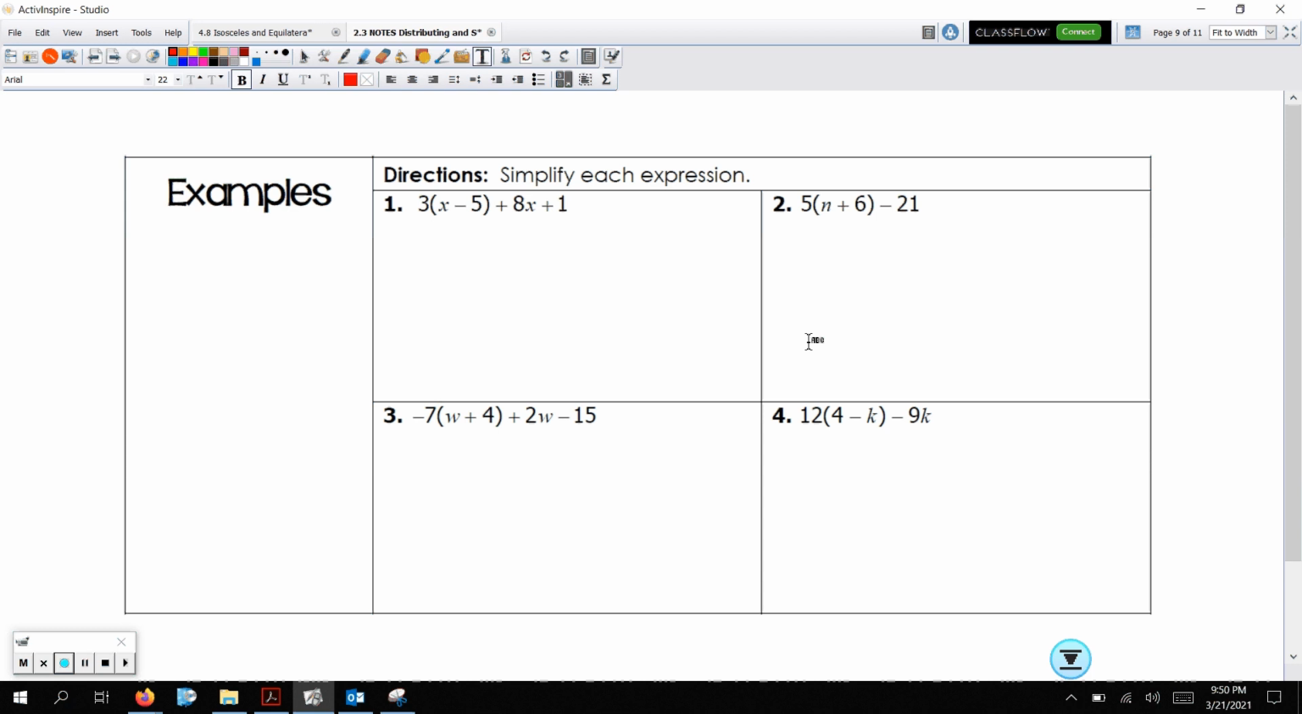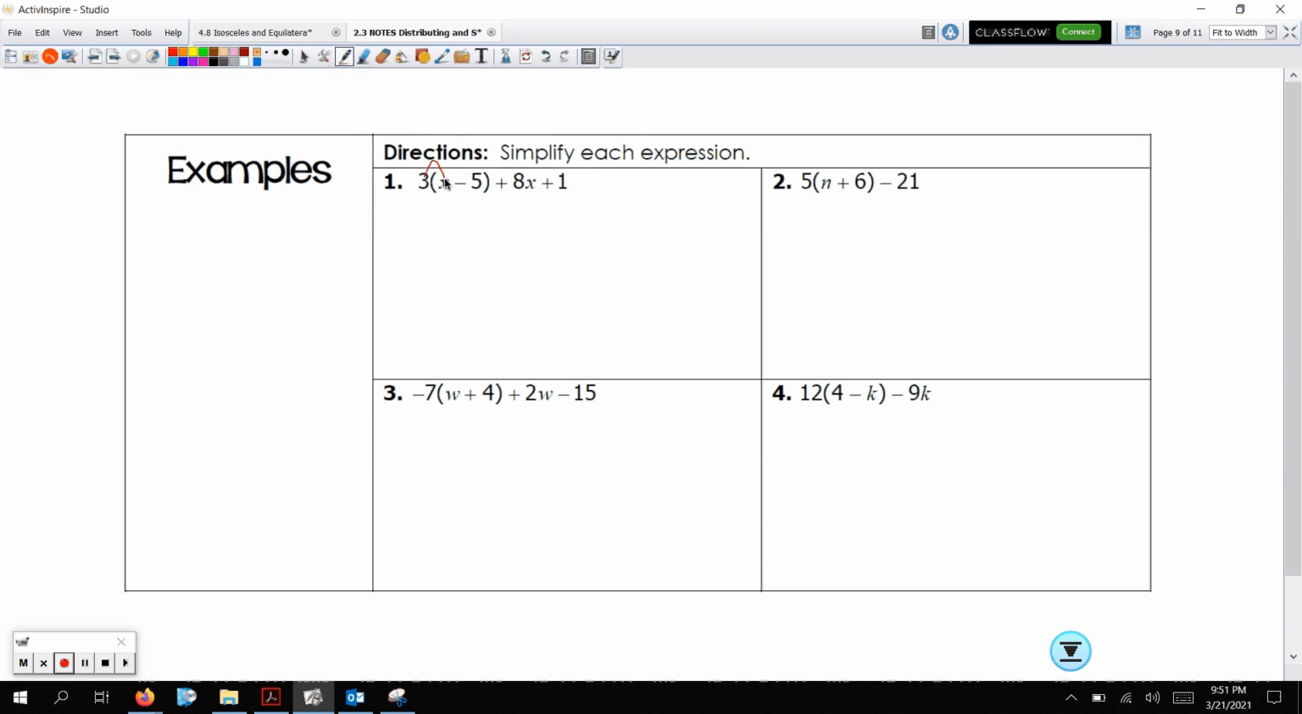So I have 3 times x and 3 times negative 5. So I have 3x minus 15 plus 8x plus 1. I have like terms here. I have positive 3x and 8x. When I combine those, it gives me 11x. Then I have negative 15 and positive 1. Negative 15 plus 1 is negative 14.